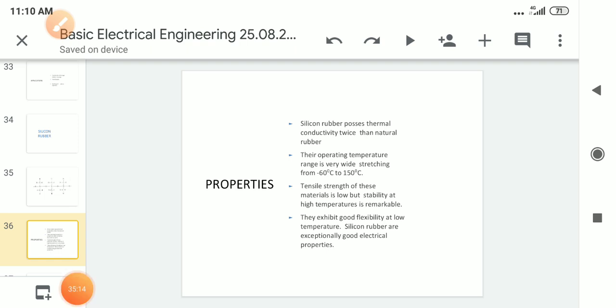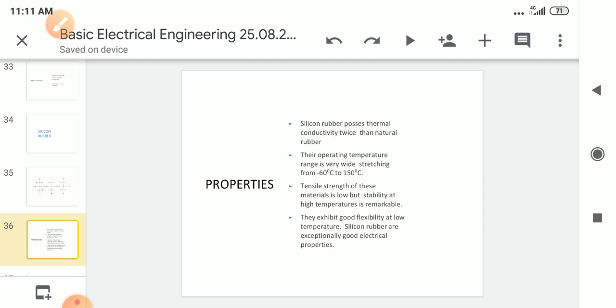Silicon rubber possesses thermal conductivity twice that of natural rubber. Their operating temperature range is very wide, stretching from 60 degrees centigrade to 150 degrees centigrade. The tensile strength of this material is low, but stability at high temperatures is remarkable. They exhibit good flexibility at low temperature.